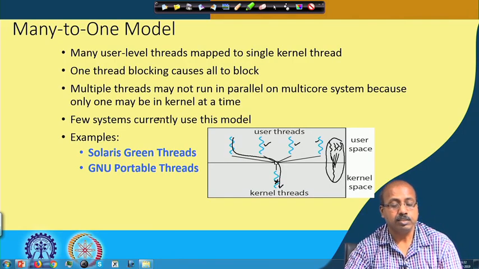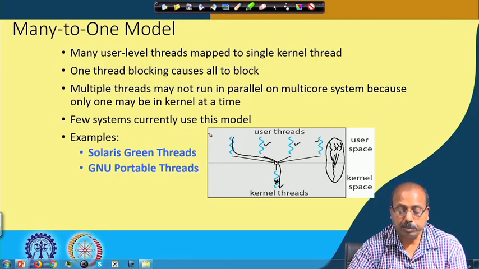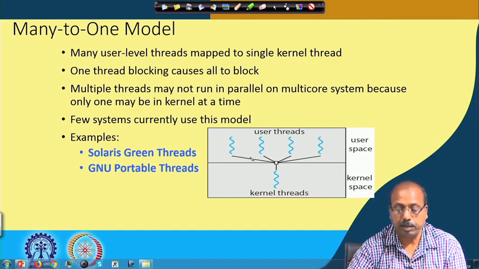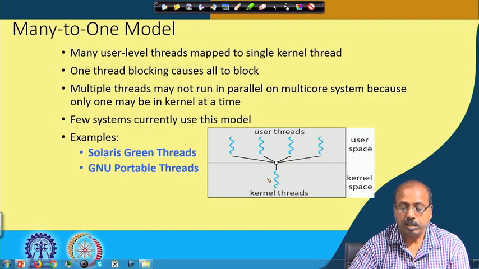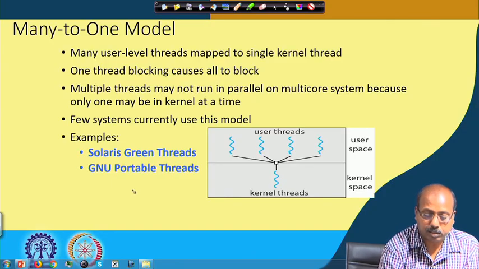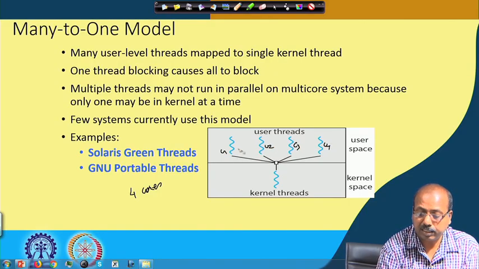What it says is that maybe I have multiple cores. Suppose I have only these 4 user level threads and one kernel level thread, and I have 4 cores in my system. This one is given to core C1, this to C2, this to C3, and this to C4. But after that, C1 has made a system call and it is here.